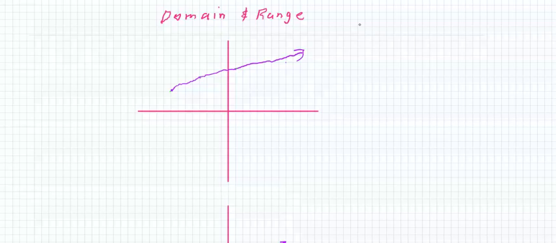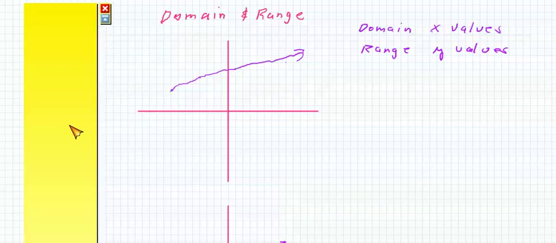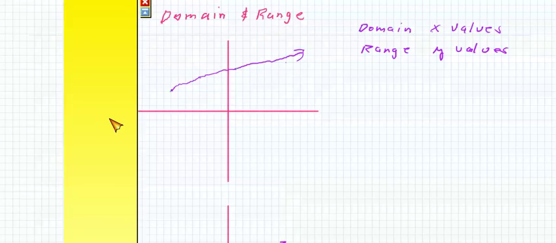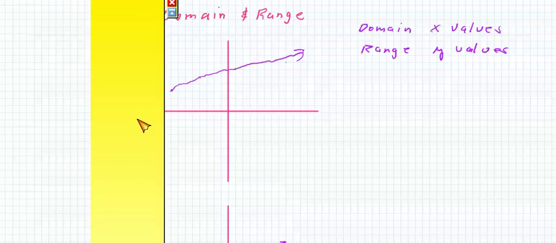You can think of domain as the allowable x values, the x values that work, and range is the y values. Now when we do this, you can slide a piece of paper from the left side, we're doing domain first, from the left side until you hit the graph.